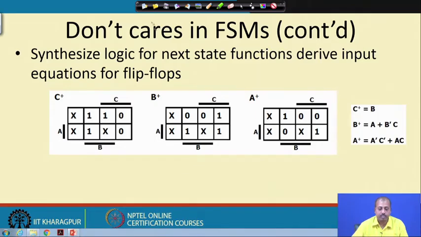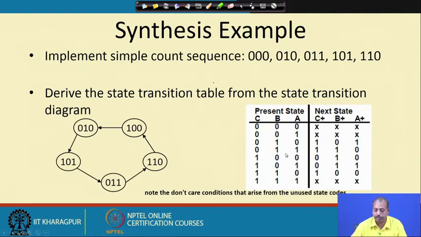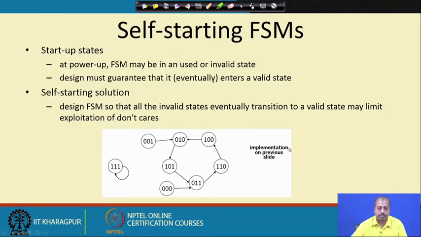Now, after that is done, we can synthesize the logic for the next state functions and derive the input equations for the flip flops. That way, you make the truth table from this graph, from this next state table, the state transition table. So, you can make the truth table for C plus, B plus and A plus, and this is the functionality that we get: C plus equal to B, B plus equal to A plus B bar C, like that, and then we can go for realizing the circuit.